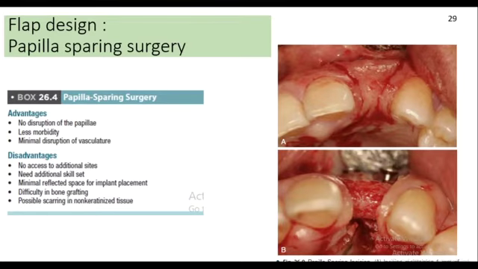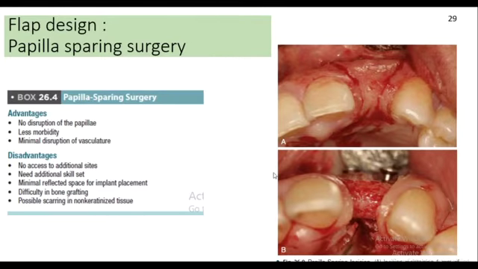If it is papilla sparing, the advantage is that there is no disruption of the papilla and very minimal disruption of the vascular tissue. The disadvantage is that there is no access to the additional site, and the operator should have certain skills, only then can you perform this type of surgery. It's also difficult for bone grafting.